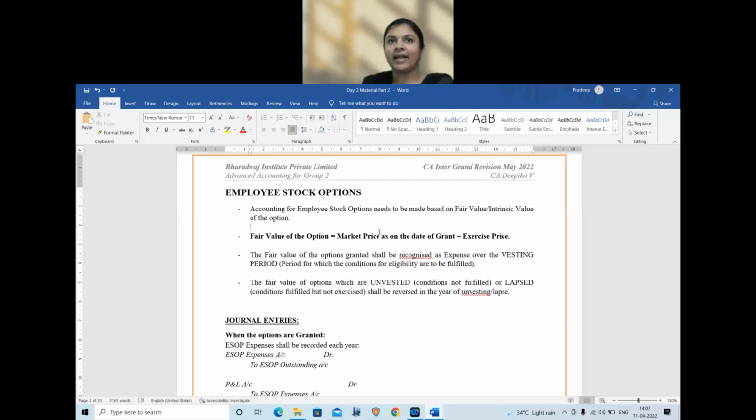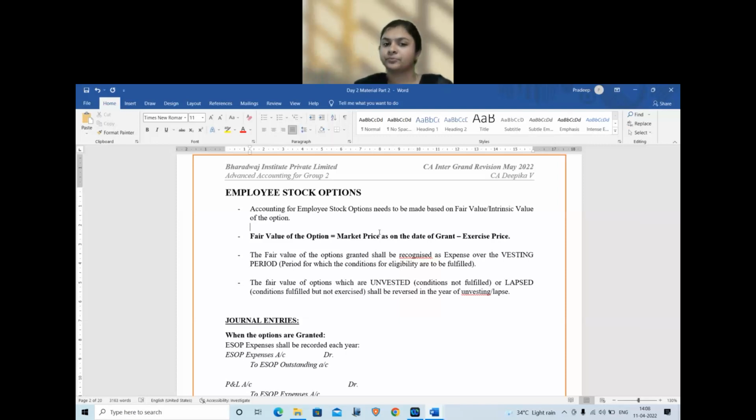So grant, after that we have the vesting period. After the vesting period, the exercise period happens. Now during the vesting period itself, some options become ineligible and they are called unvested lapsed options. And after the vesting period, if some options are not getting exercised because the employee doesn't want it, then they are called vested lapsed options.